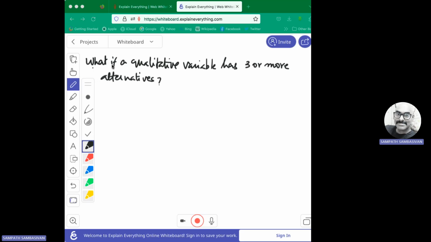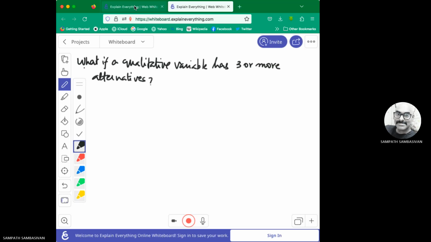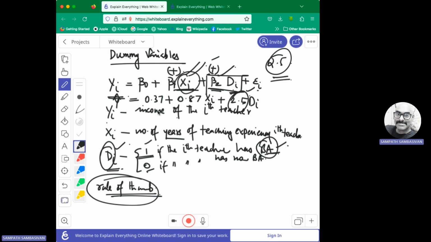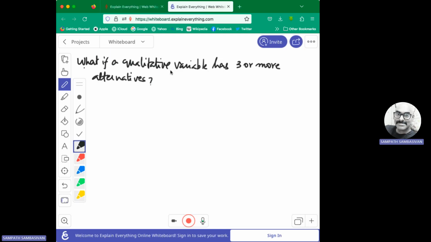Hello, everyone. So we are continuing our discussion related to dummy variables. In the previous example, which was this one, we considered the case of a dummy variable where the dummy variable was defined in such a way that it would be equal to 1 if the teacher has a BA degree and 0 if the teacher has no BA degree. See here, the number of conditions or the number of alternatives that were available was 2.